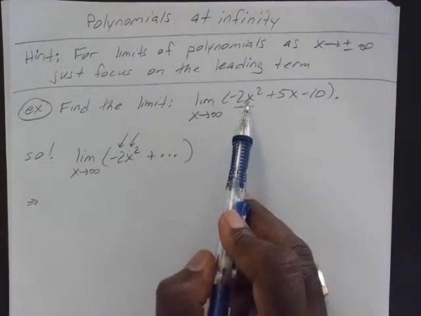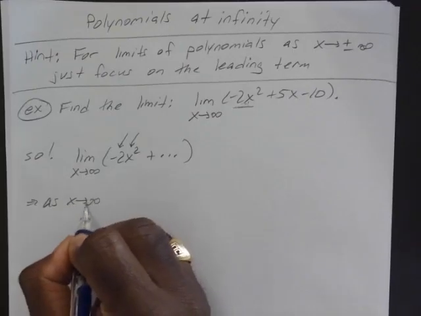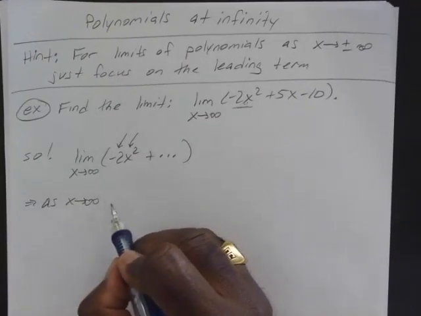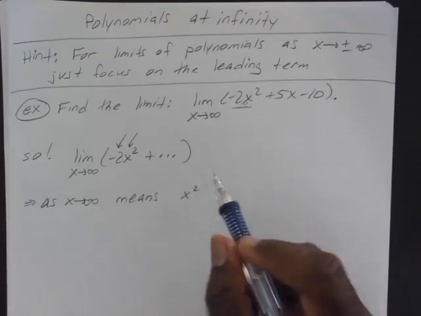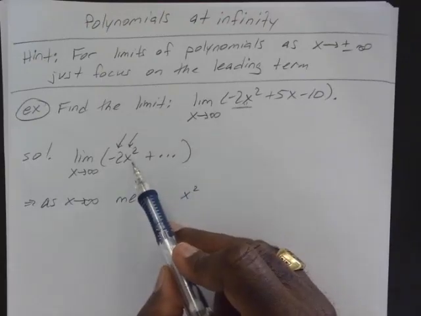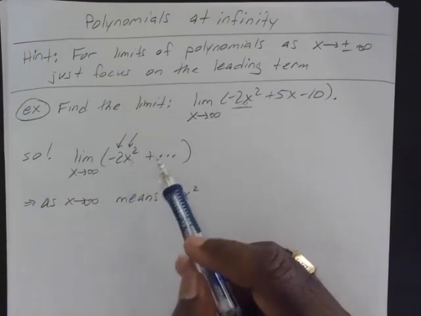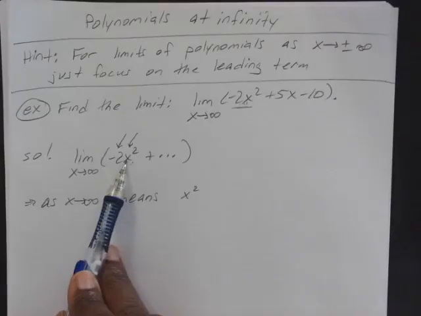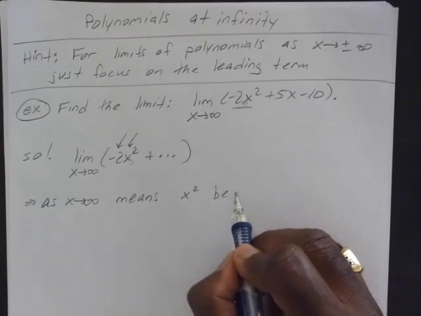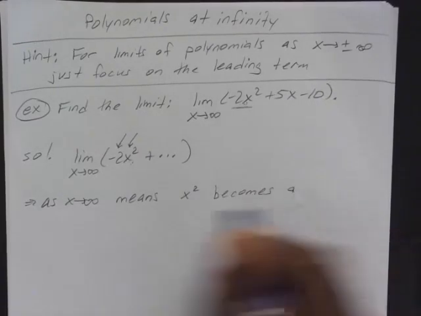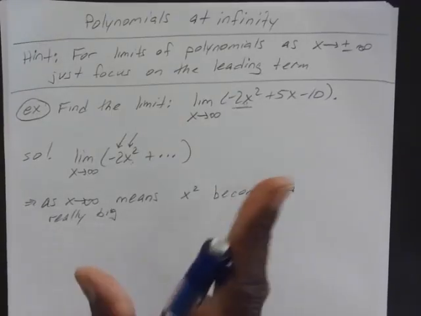Okay, so first let's look at the x squared. So as x approaches infinity, that just means that x squared just becomes a really big positive number. Because if you plug in 5, you get 5 squared. If you plug in a billion, you get a billion squared. So no matter how big the number is, it's just going to end up being a really big positive number.